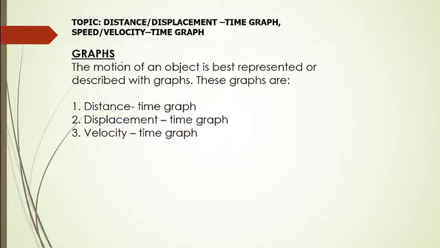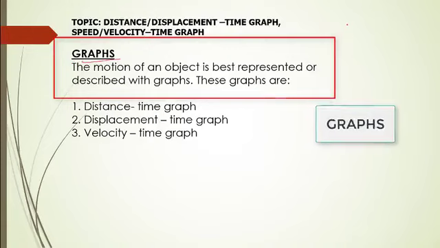Welcome back. At this point, let's look at the definition of graphs. When we talk about graphs, we are simply referring to the representation of quantities using lines and shapes respectively. We have different kinds of graphs. We have linear graphs, we have straight line graphs, we have quadratic graphs, and so on and so forth.